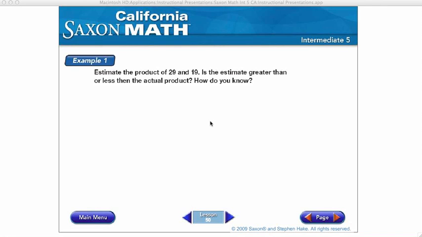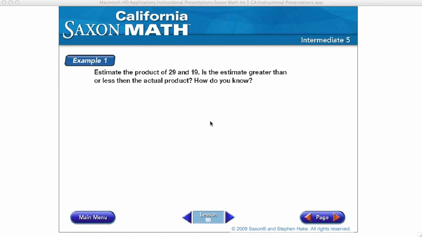Now when we estimate, the purpose of estimating is to make it easier to add, subtract, multiply, or divide. So therefore, we are going to estimate the numbers, the addends, or the numbers we multiply together in order to make doing the math in our head easier. We do not estimate the answer.